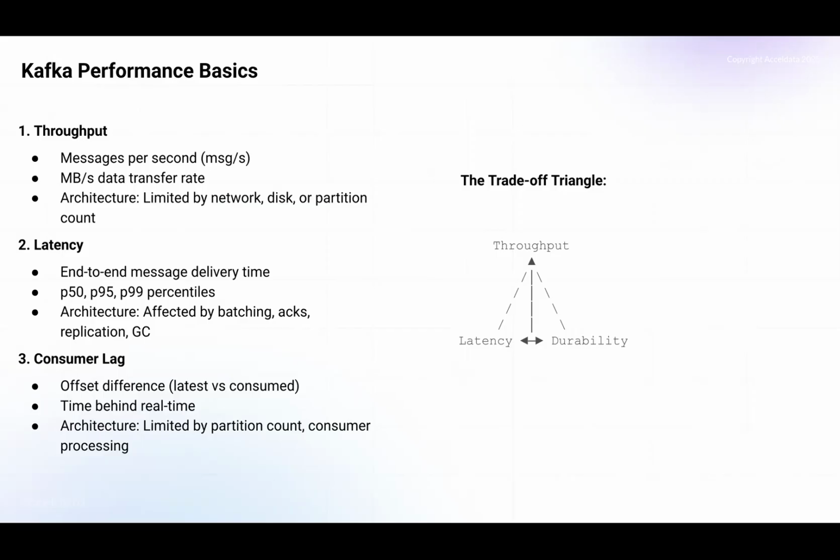Latency is end-to-end message delivery time. We typically look at P50, P95, and P99 percentiles. Latency is affected by batching, acks, replication, and pauses. Consumer lag is the offset difference between the latest and consumed offsets. This tells you if consumers are keeping up. It's limited by partition count and consumer processing speed. These three metrics form a trade-off triangle. You can optimize for throughput, latency, or durability, but you usually can't have all three at maximum.